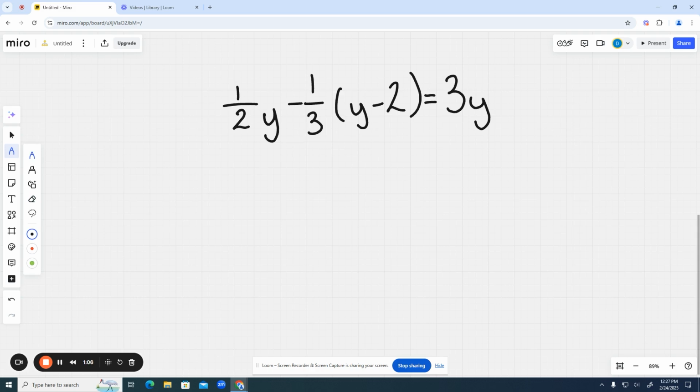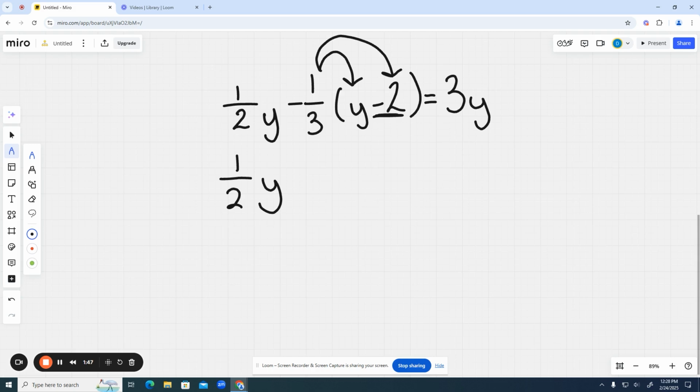All right, so with these problems, the first thing to do is usually the distributive property. Because we don't have any multiplication going on, we're going to focus on this distributive property, and this is multiplication, so we're going to handle that. To do this, you're going to distribute the 1/3 by multiplying it to the y and to the 2. However, note that it's negative 1/3 and that this minus right here makes this negative 2.